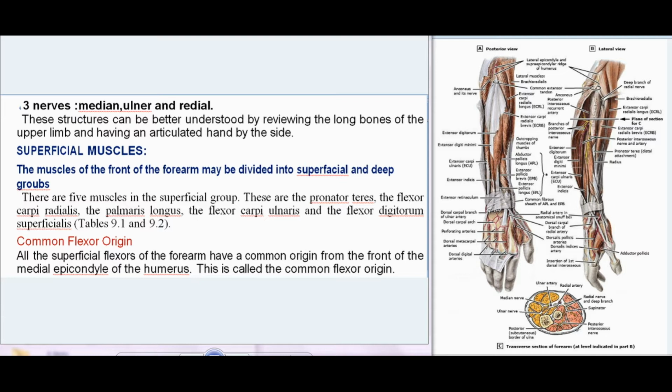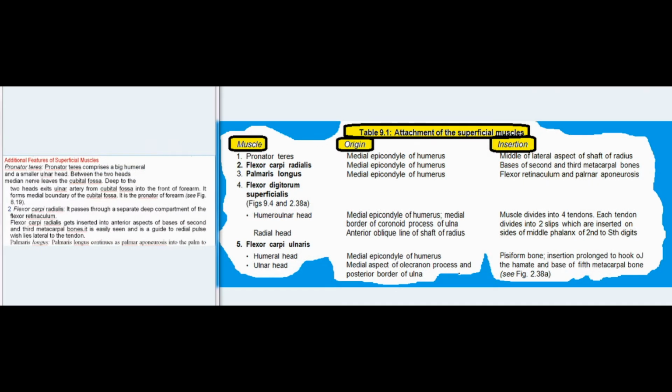Superficial muscles. The muscles of the front of the forearm may be divided into superficial and deep groups. There are 5 muscles in the superficial group. These are the pronator teres, the flexor carpi radialis, the palmaris longus, the flexor carpi ulnaris and the flexor digitorum superficialis, Tables 9.1 and 9.2. Common flexor origin. All the superficial flexors of the forearm have a common origin from the front of the medial epicondyle of the humerus. This is called the common flexor origin.